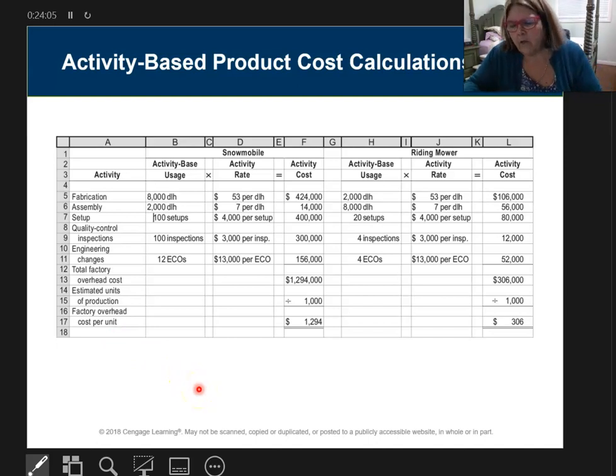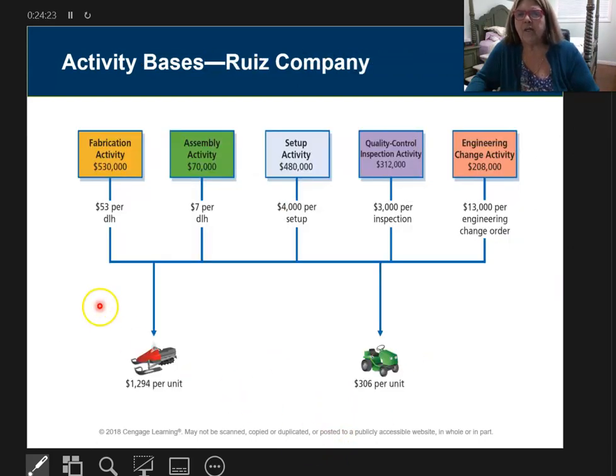On this video, I'm going to go over my 5 minutes because I want to explain this. So over here is the riding mower. The same thing: here are my activities times my rates. Add it up, divide by 1,000. This is what most of your homework is going to look like on that chart right there. Here's how things break down. If you look, my snowmobiles are at $12.94 of factory overhead, and this is $306.